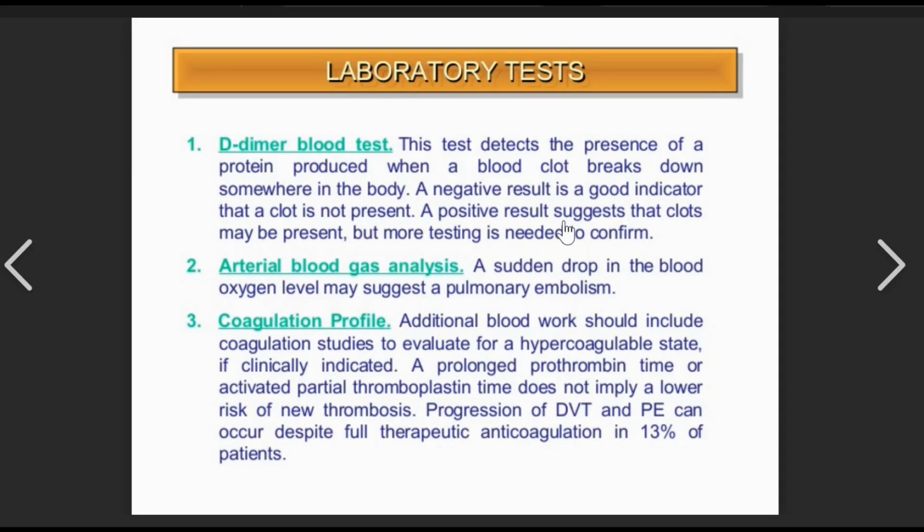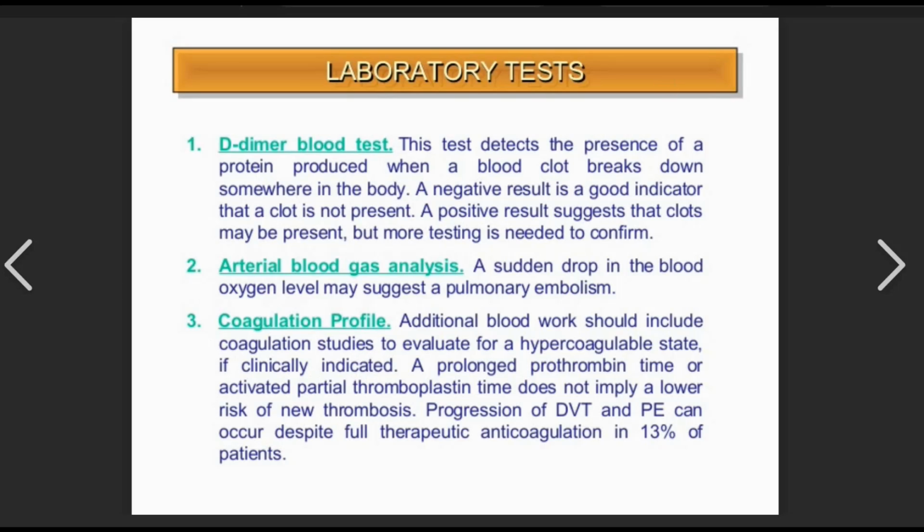But a positive result, greater than 500, means a clot may be present, but it is not specific. That means D-dimer can be elevated in some other conditions, for example trauma. So a positive D-dimer means it's high risk. Also, more testing is needed to confirm the presence of PE. Second is ABG. In arterial blood gas, you will see a sudden drop in the oxygen level that can suggest PE. Coagulation profile includes coagulation studies like PT and APTT to rule out any coagulation disorders.